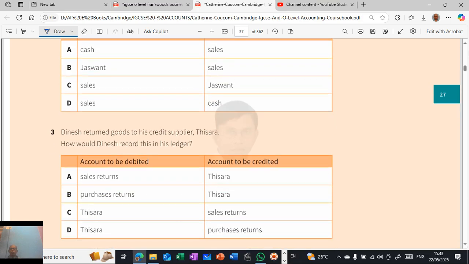The third question: Dinesh returned goods to his credit supplier. How would Dinesh record this in his ledger? Account to be debited, account to be credited. So just have a look at this question. You can try to answer this on your own, and I will discuss the solution after this. So now coming to the solution.